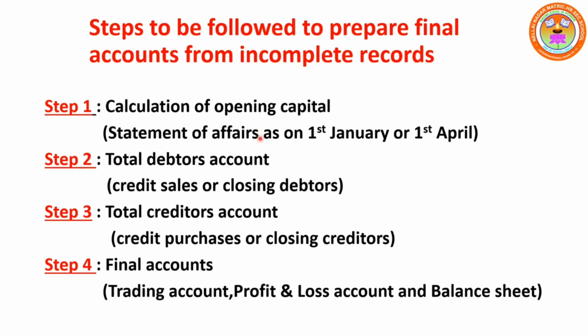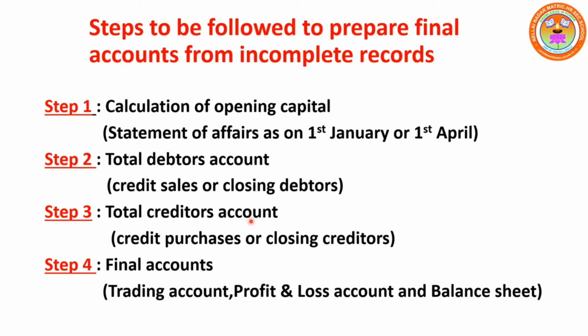Then move on to total debtors account. Look at the question. We have to find out credit sales or closing debtors under this step. Is credit sales or closing debtors value given? Under the second date detail, debtors' opening as well as closing values are given. So whether credit sale is given in our question? No. So we have to prepare total debtors account. Under this account, we are going to find out credit sales.